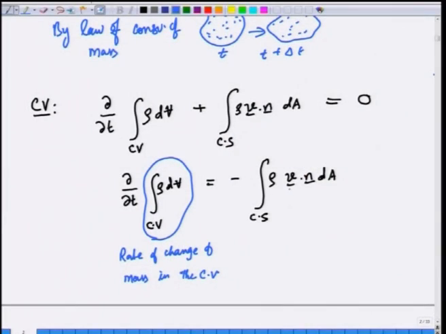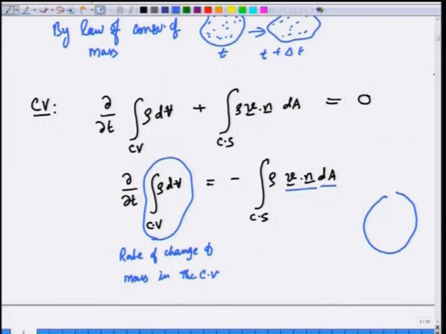So, what is the right side? V dot n is the normal component of the velocity, times dA is the volumetric flow rate over a tiny part of the control surface. If you look at a control volume like this, and take a tiny area dA, the net volumetric flow rate is V dot n dA. Now, times rho will be the net mass flow rate, integrated over the entire surface will give you the total net mass flow rate in or out of the system.